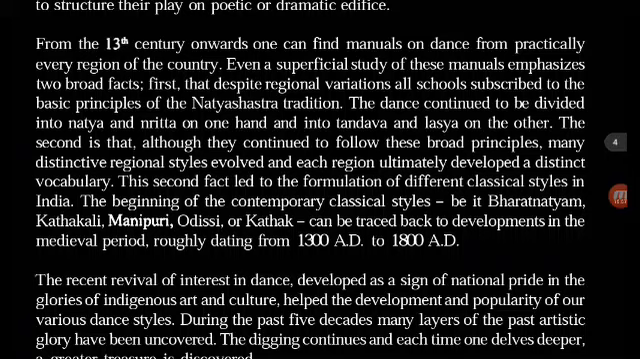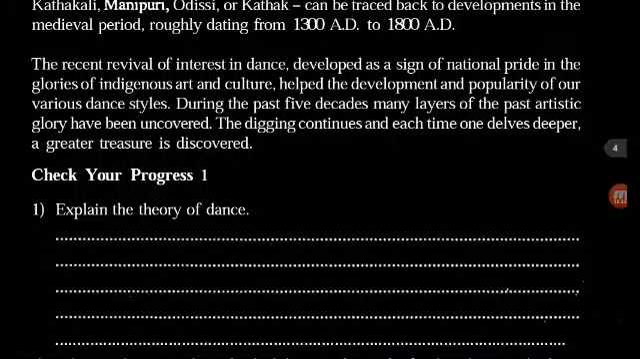This second fact led to the formation of different classical styles in India. The beginning of contemporary classical styles, be it Bharatanatyam, Kathakali, Manipuri, Odissi, or Kathak, can be traced back to developments in the medieval period, roughly dating from 1300 AD to 1800 AD. The recent revival of interest in dance, developed as a sign of national pride in the glories of indigenous art and culture, helped the development and popularity of our various dance styles.